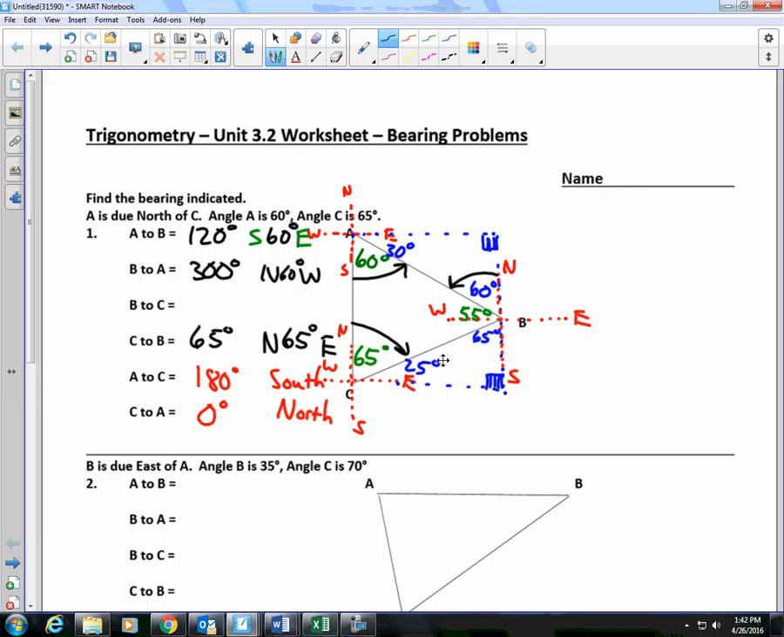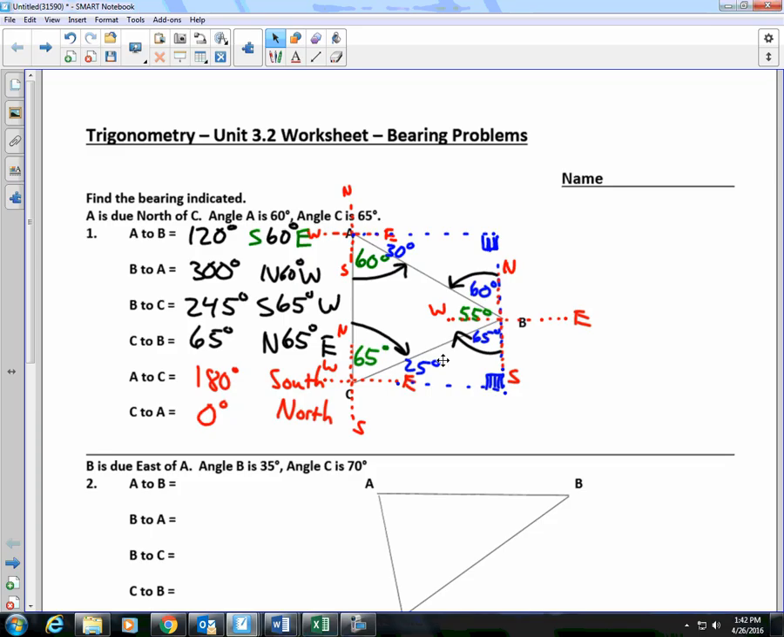And finally, let's go from B to C. What is the directional bearing from B to C? South, west. From south, how many degrees do we turn towards the west? 65 degrees. Okay. What is the bearing of south? 180. If I turn 65 past, that'll bring me to 245.